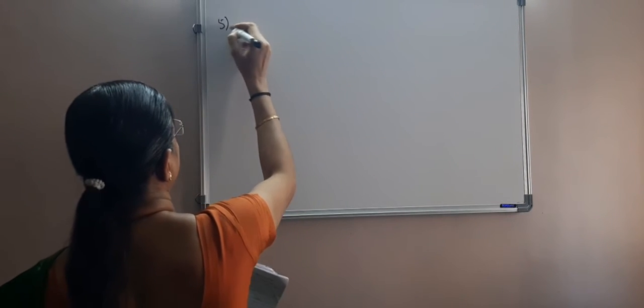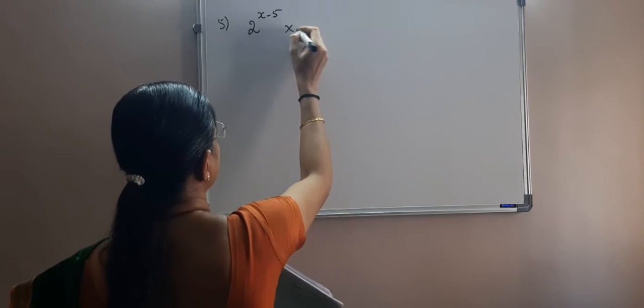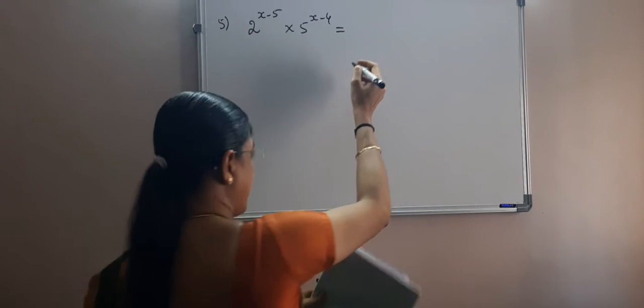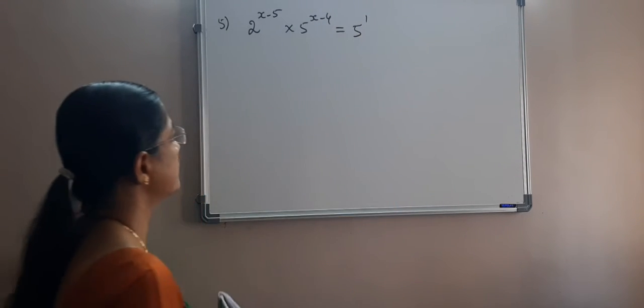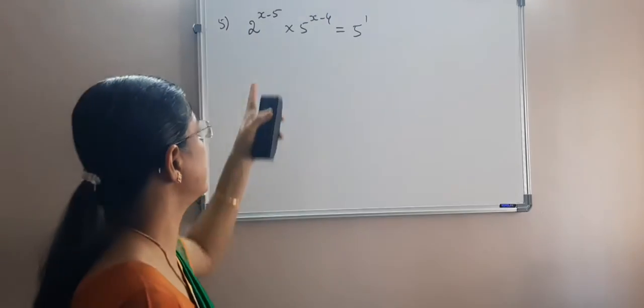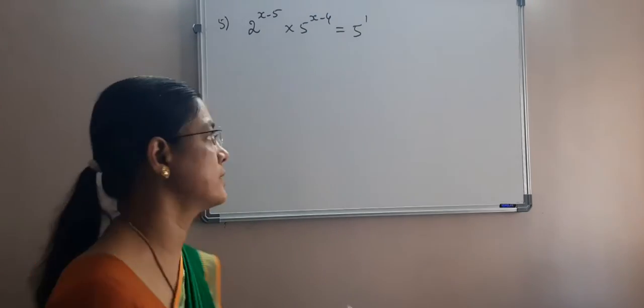Now this next one, the fifth one, is 2 power x minus 5 into 5 power x minus 4 is equal to 5 to the power 1. Now how do we solve this? See, the exponents have some variables in them. That is the x, which is unknown, and we need to find the unknown, which is x now.